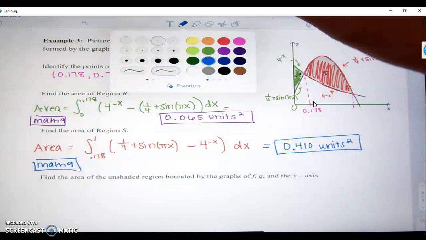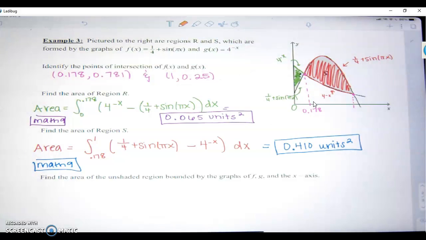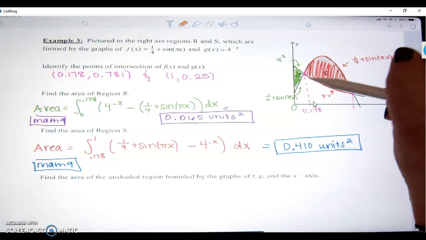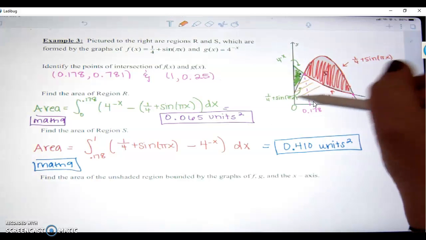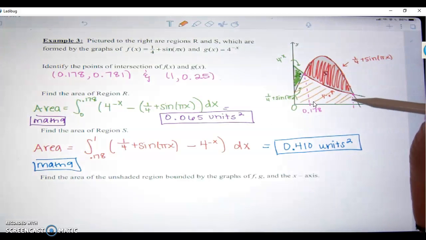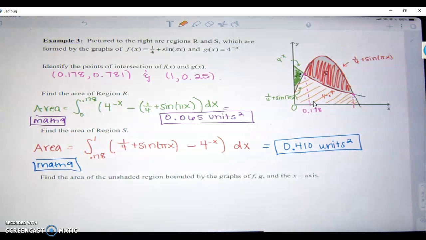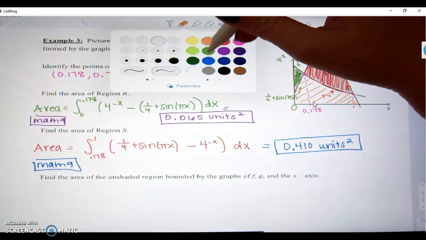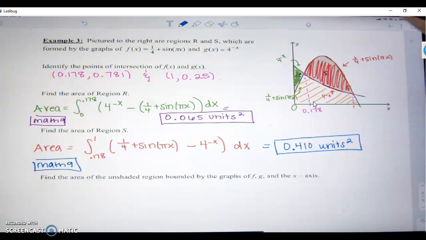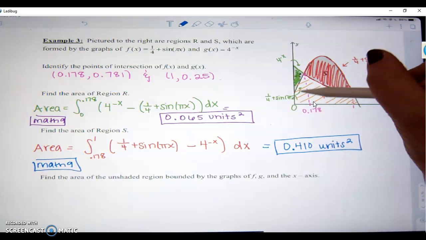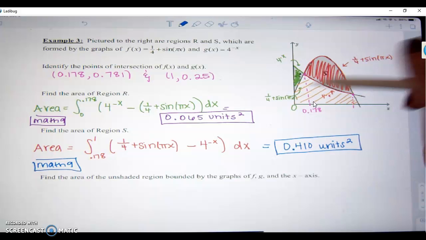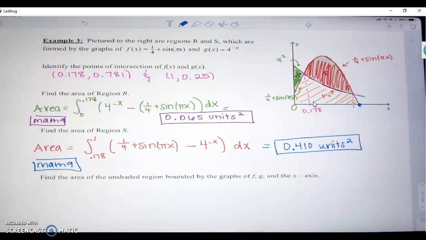Okay, and then the last part here, we want to find the area of the unshaded region bounded by the graphs of f, g, and the x-axis. So we want to find the area of the unshaded region, so like this part down here. Okay, so you can do this a couple different ways, but I think the easiest way, this starts at 0, and it goes over technically to here, not to 1. So let's figure out what that value is.